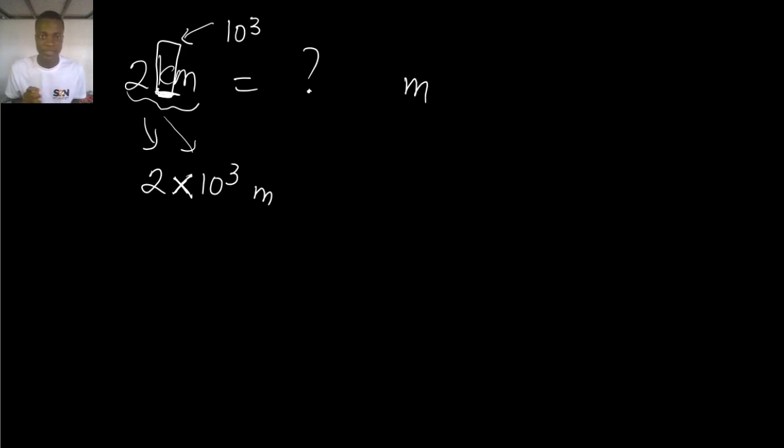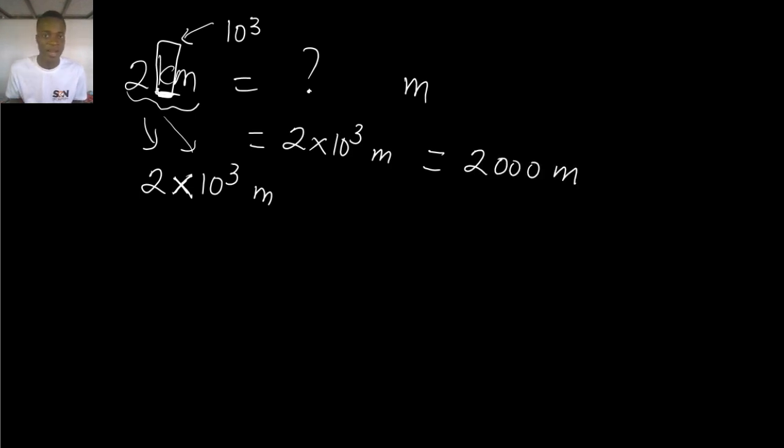So 2 kilometers, right? You just change the k, which is 10 to the power 3, to its decimal component. That's all. And at the end of the day, you see that the meter will remain like that. So the answer is 2 times 10 to the power 3 meters. Or you can just use that to multiply the numbers. Then you have 2,000 meters.